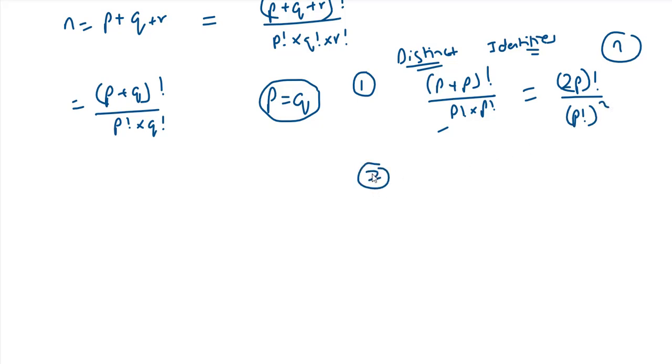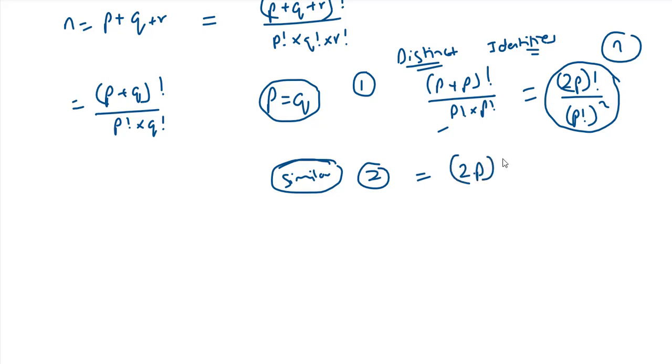In the second case, if both these groups do not have distinct identities, that is, both these groups are equal or similar in nature, there is no difference between these two groups. So all you need to do is divide this equation by 2 factorial, since there is no distinction between these two groups. So this will become (2P)! divided by (P!)² into 2!.